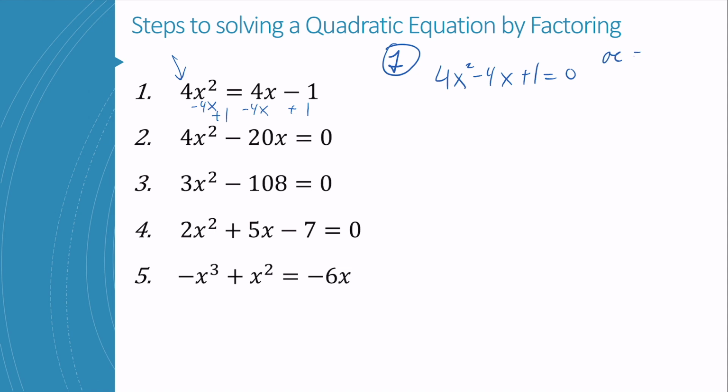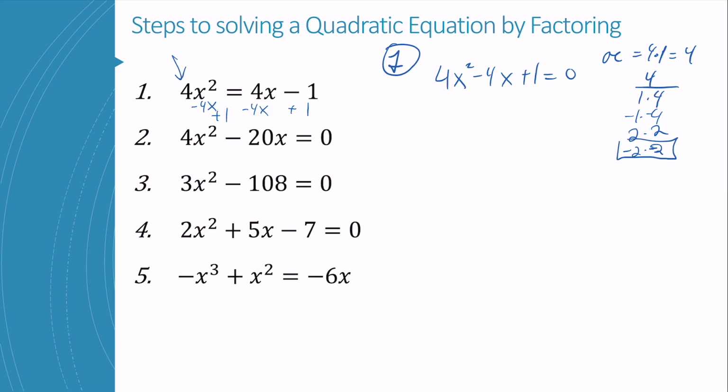My AC in this case is 4 times 1, which is 4. So what are some factors of 4 that add up to negative 4? Well, I could have 1 and 4. That's not quite right. Negative 1 and negative 4, still not quite right. 2 and 2, negative 2 and negative 2. There we go. That's our winner.